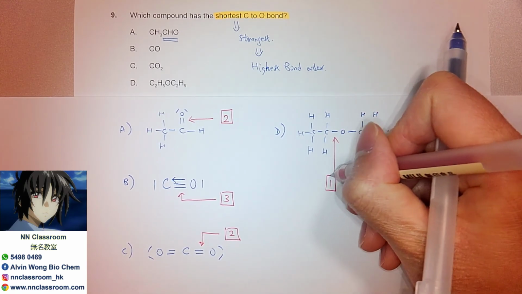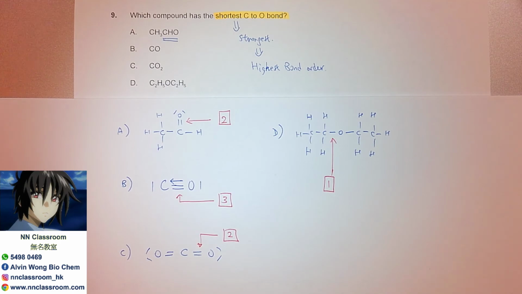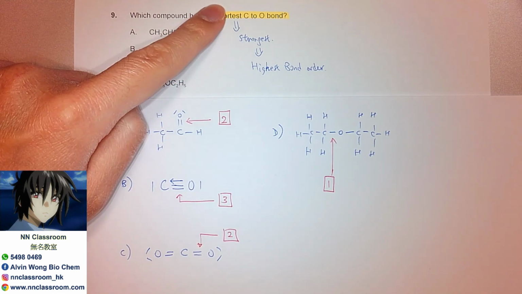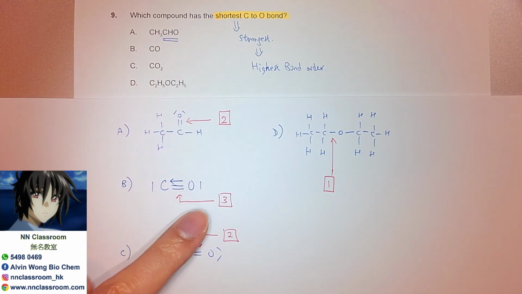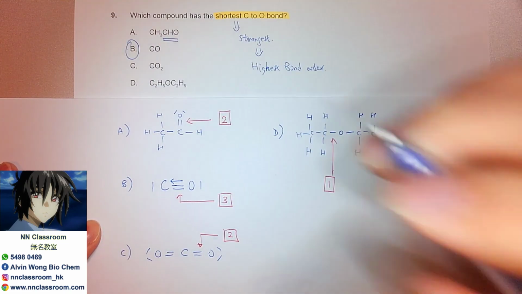So only bond order 1, right? Just a single bond. So that's why the shortest bond should go with the highest bond order. So in this case, we should choose the one with the highest number. So obviously the answer goes to B.